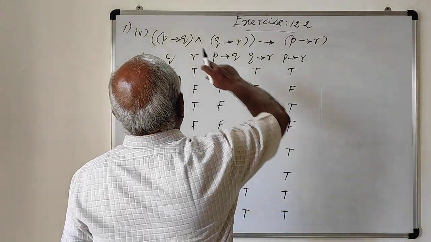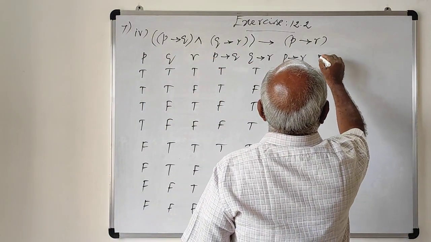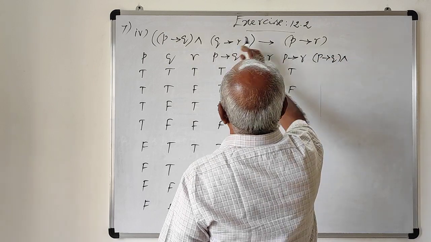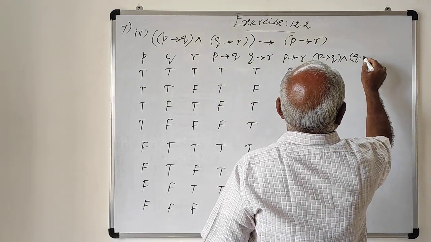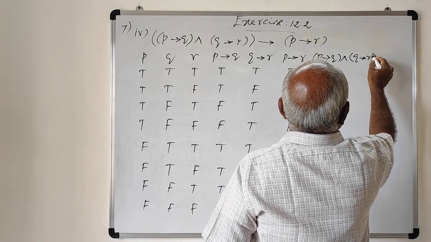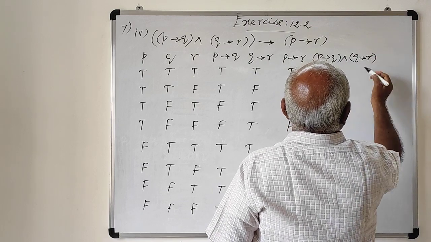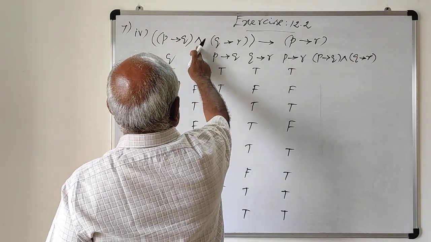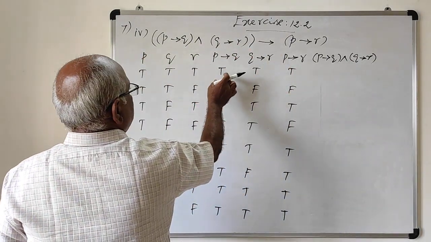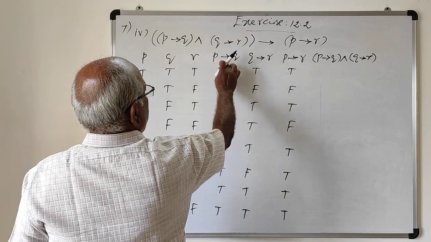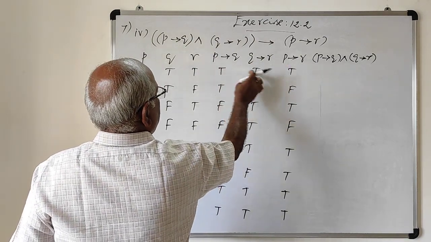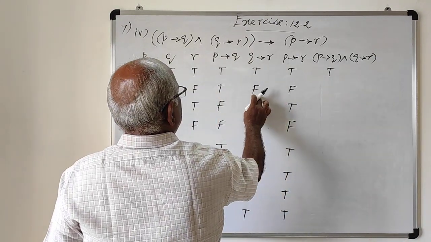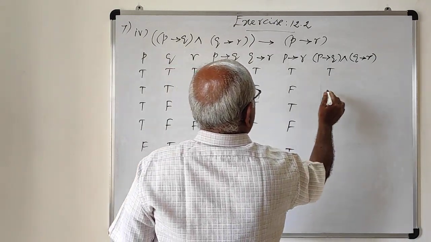Now we want P tends to Q, conjunction Q tends to R. That is, P tends to Q, Q tends to R. For these two columns, we want the conjunction. Conjunction means if both are T, the truth value is T. If one is T and another is F, the truth value is F.